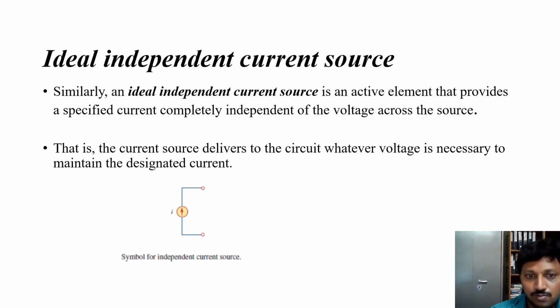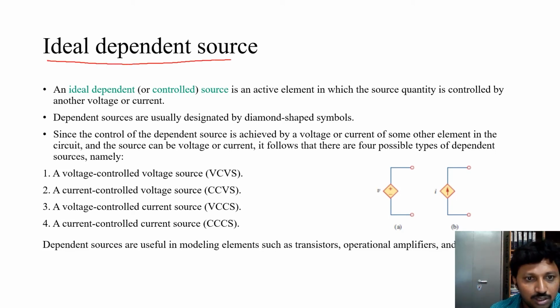Next we are going to study the ideal dependent source. The definition says that an ideal dependent source, or we can say a controlled source, is an active element in which the source quantity is controlled by another voltage or current. These ideal dependent sources we are going to represent in diamond shape. This one is the ideal dependent voltage source. This one is the ideal dependent current source.